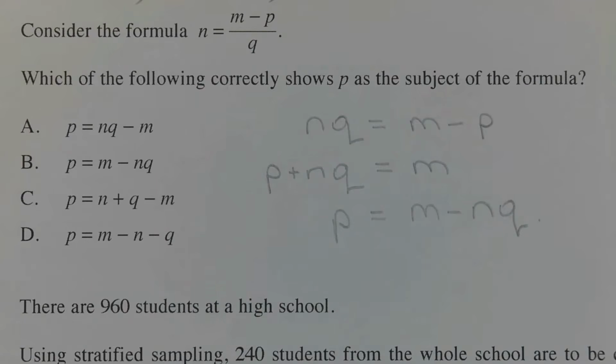Another way to think of that is if we add P to both sides of this equation, negative P plus P equals 0. So we end up with M on its own on the right-hand side, and then we end up with a positive P on the left-hand side. So the formula becomes P plus NQ is equal to M.